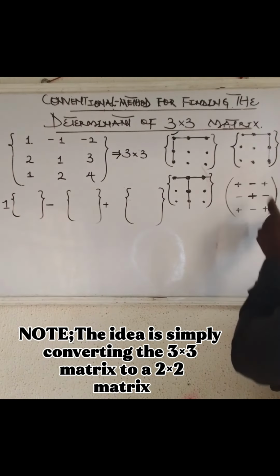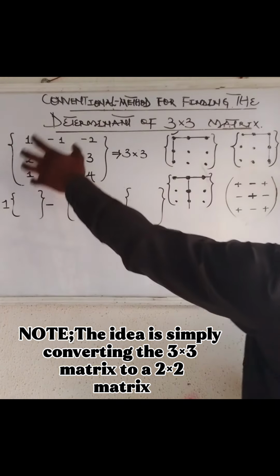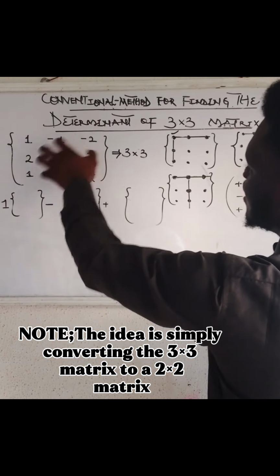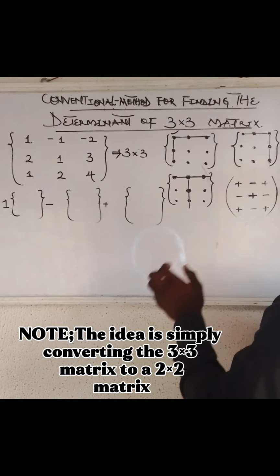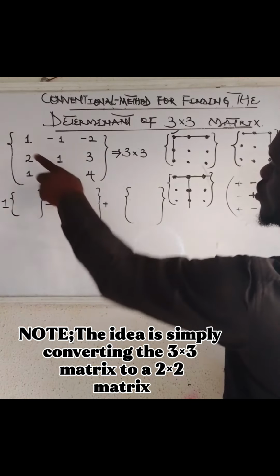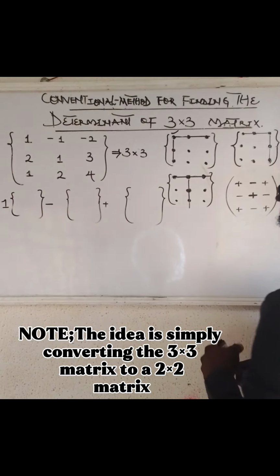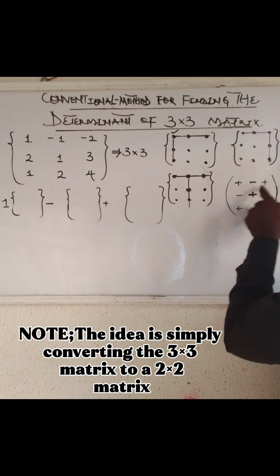These are the sign matrix. Each of these signs, you can see we have 9 signs here, which represent the 9 elements in this matrix. But mind you, in finding the determinant of a 3 by 3 matrix, what we are concerned with is the first row, which is 1, -1, and -2. Since you already understand that we are using this first row, this is the first row here.